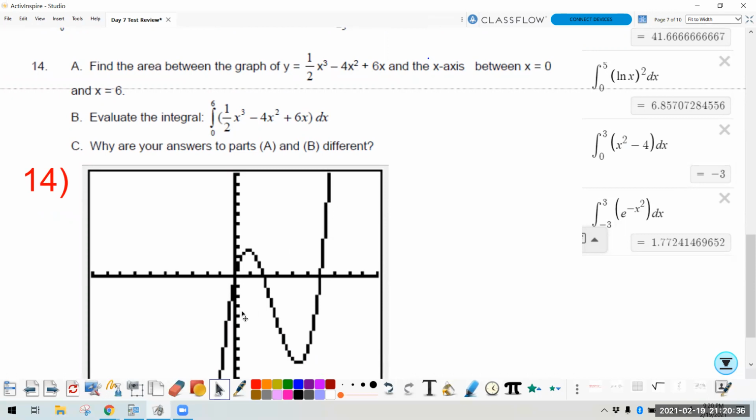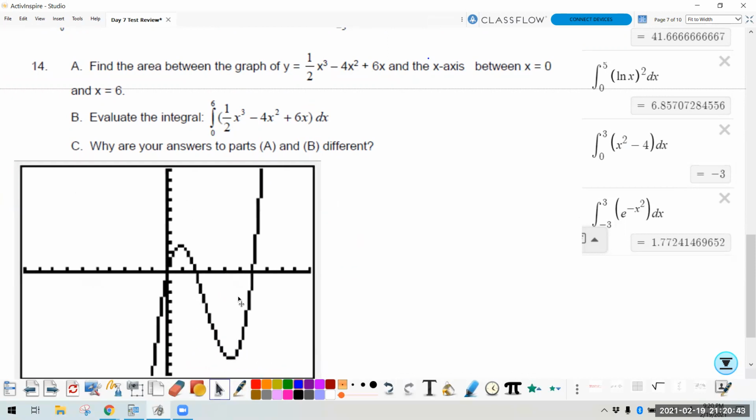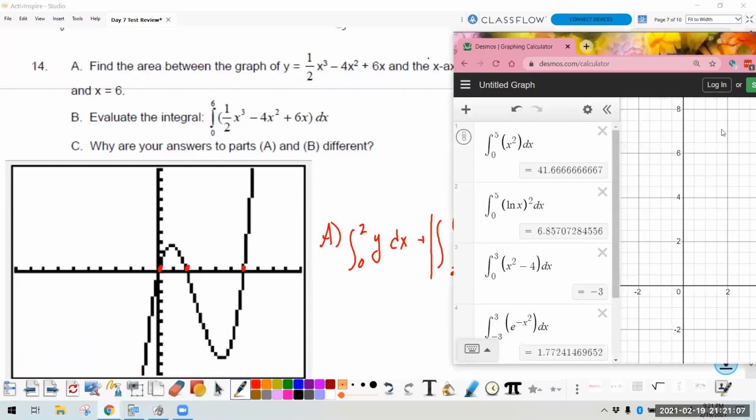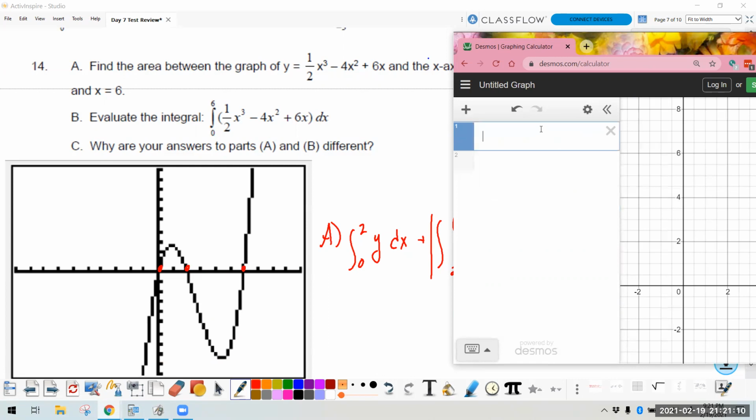Find the area between the x-axis and x equals 6. So that is asking for total area. So for part A, looks like our x-intercepts are 0 to 2 of our function. And then I think this is right at 6. How helpful. But this portion I have to take the absolute value of because it's below the x-axis. All right, so let's calculate that. If you need help finding the x-intercepts, again, go back to the warm-up and rewatch how I did all the x-intercepts for all the different types of calculators.